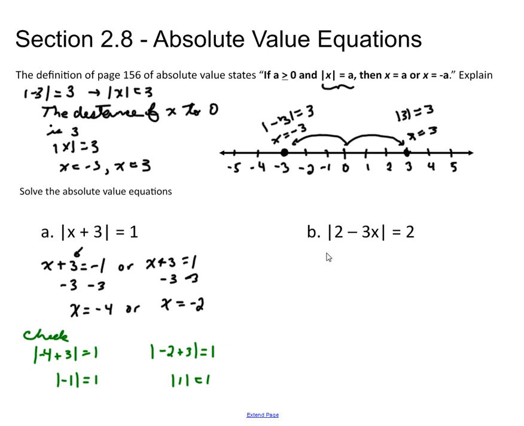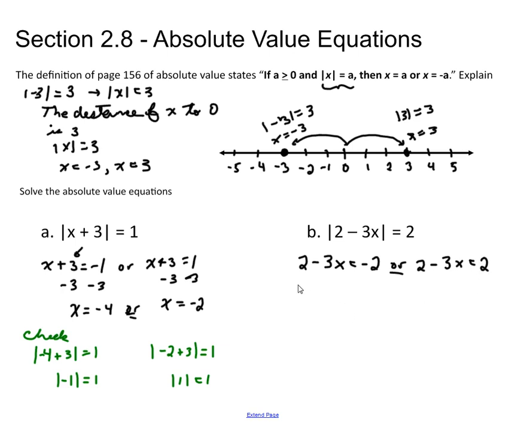One more. Let's say it looked like this one. In part b, the absolute value of 2 minus 3x is equal to 2. Now, it looks a little funnier, but it works exactly the same way. Our rule tells us that if we have a quantity inside the absolute value brackets, let's set 2 minus 3x equal to negative 2, or, and we specifically use the word or here because both of these are solutions, 2 minus 3x is equal to positive 2.